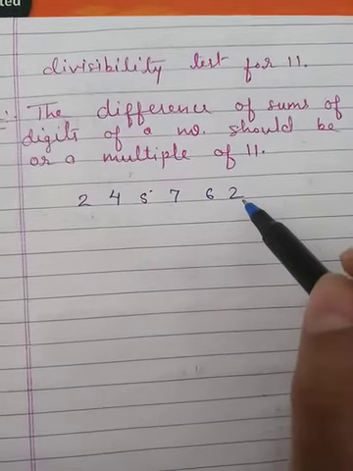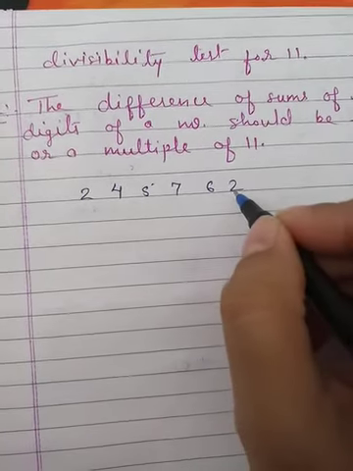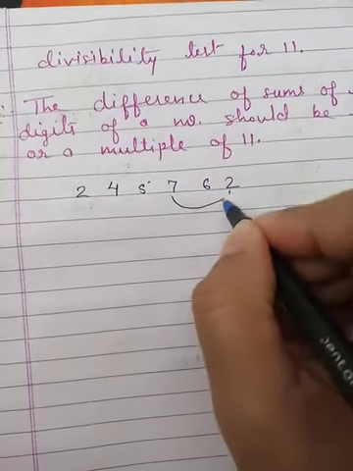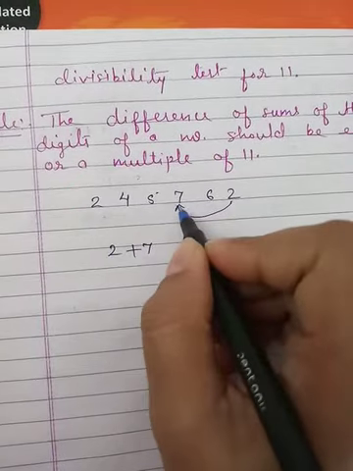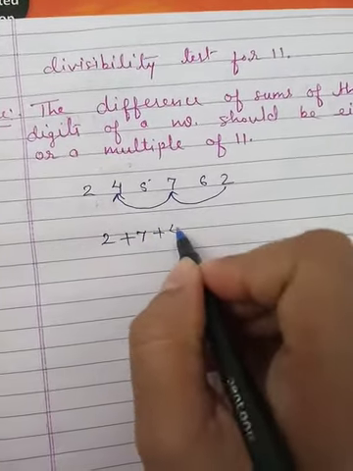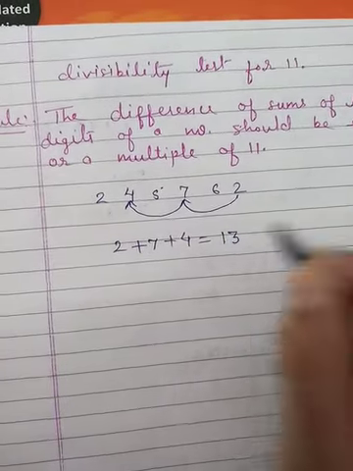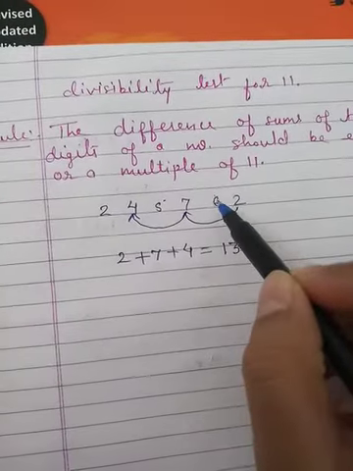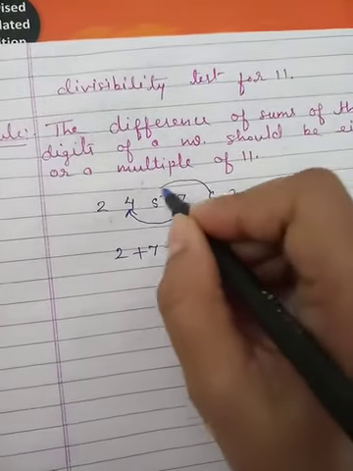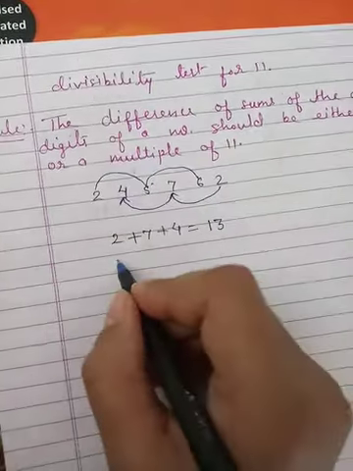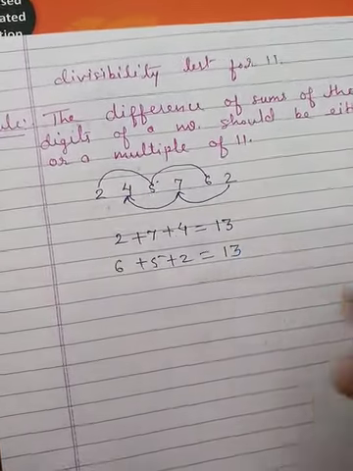For that we have to add alternate digits. So I start with 2. The first digit given is 2, then 7, then 4, then 4. So 2 plus 7 plus 4 plus 4: 7 plus 2 is 9, 9 plus 4 is 13. Now the remaining digits are 6, 5 and 2. We have to add all these three digits. So 6 plus 5 plus 2: 6 plus 5 is 11, plus 2 is 13.